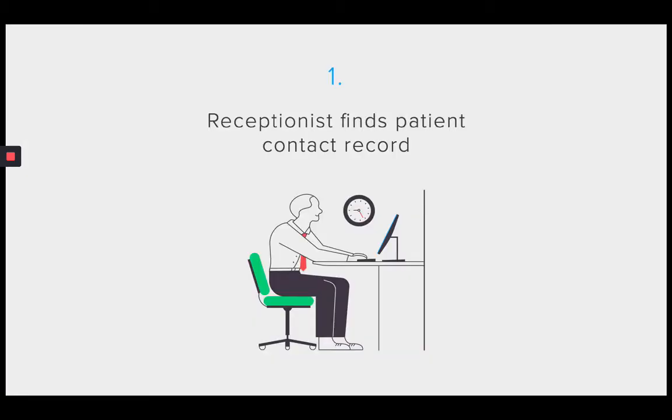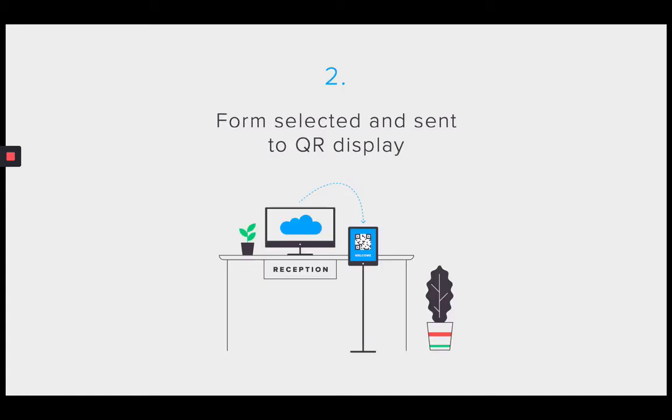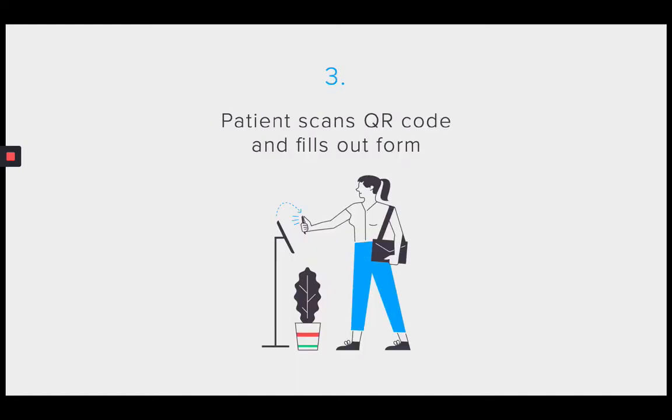The flow is quite easy. The first thing is that a receptionist, after greeting a patient, would be able to find the contact record of that particular individual and select the form that they want that patient to fill out. When they do that, a QR code is generated and sent to a remote display. That could be a tablet or another mobile phone or a screen. And the patient then can scan that QR code and fill out the form that was being requested.